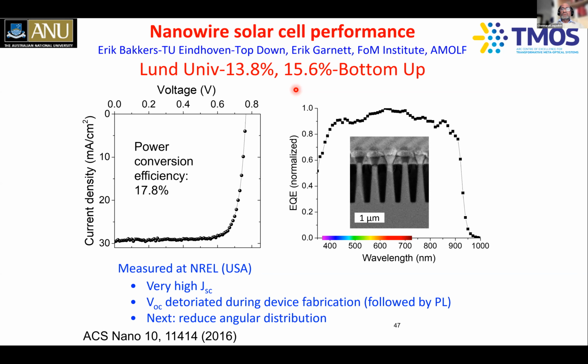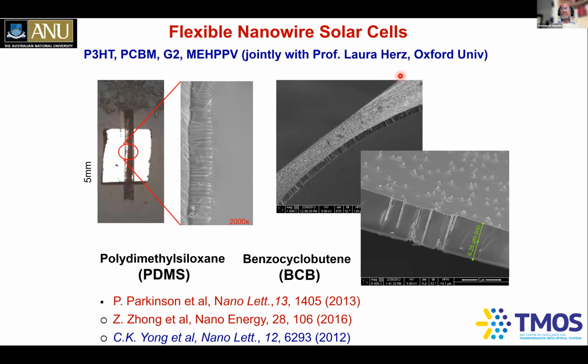So we are working with Professor Laura Herz's group here, and using structural polymers like BCB and PDMS. We are trying to replace those polymers with organic semiconductors like P3HT, PCBM, and MEH-PPV. And thereby we can make use of the best of both worlds of organic semiconductors and inorganic semiconductors. And the nice thing with these is that you can peel them off very nicely because they're embedded in an organic semiconductor polymer. That means you can create nanowire flexible solar cells.